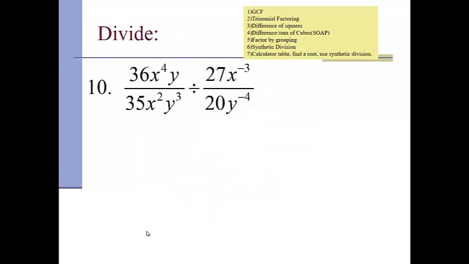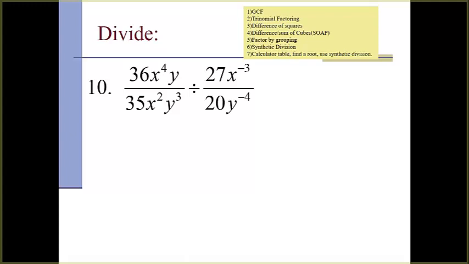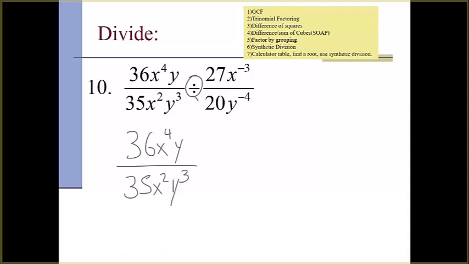Okay, so now we're going to get into division. So division is one of those things that is just like multiplication, but you want to make sure when you guys do this in terms of division, this part here is what's going to change everything. So we have 36, x to the 4th, y, that stays the same, as 35, x squared, y to the 3rd stays the same. But this division, you change it, and then you flip it. So it's you keep, you change, you flip. If you guys remember that from middle school.